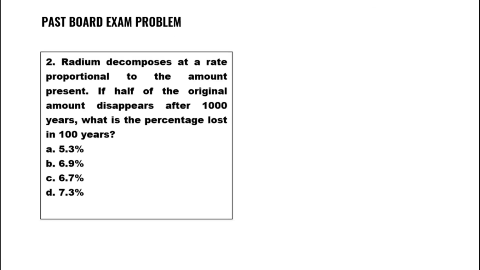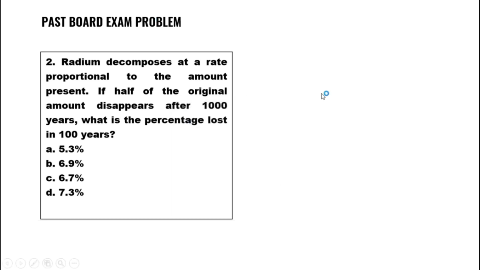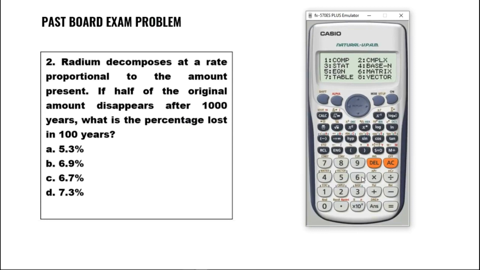So guys, same approach, radium decomposes at a rate proportional to the amount present. So if half of the original amount disappears after 1,000 years, what is the percentage loss in 100 years? So let's proceed sa calculator natin guys. And we have here, so mode stat na siya guys. So mode stat, then of course we have here exponential. So that is 5. Then time natin at time 0. Okay? At time 0 of course kumpleto pa yung material.